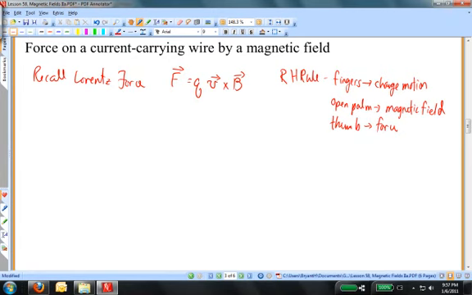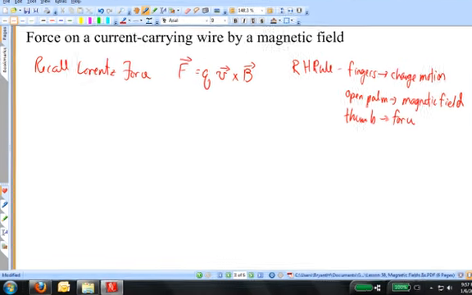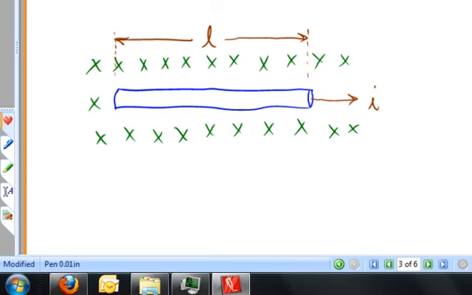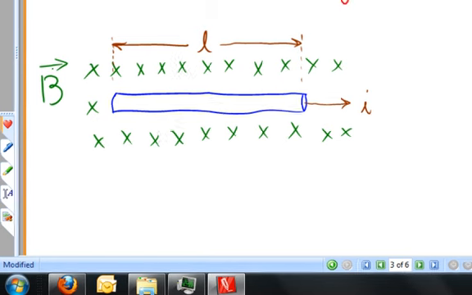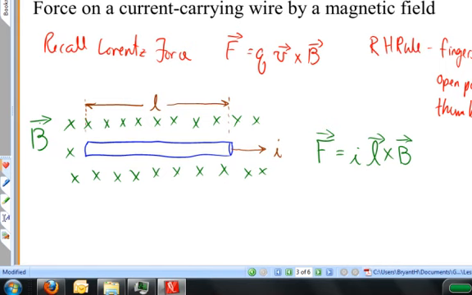Now, let's write down what the strength of that force is. There's a formula for it, and here it is. Let's say that I have a wire that carries a current I that's in the presence of some magnetic field whose strength is B. Then the force on this current carrying wire due to the magnetic field is given by this equation. The force is equal to I times L, the length of the wire, cross B. And this vector L means the direction that the current is flowing in the wire.